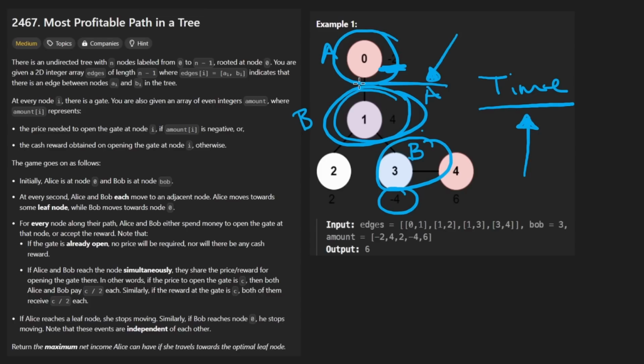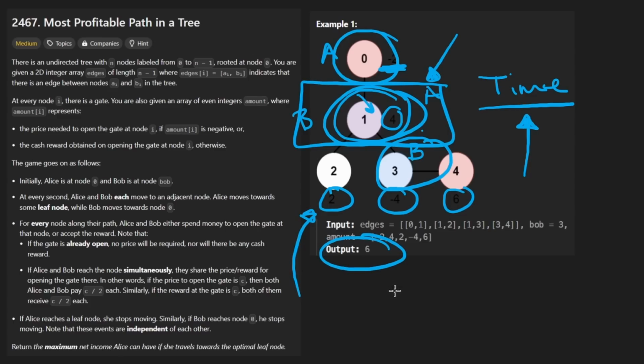So if they land on the same node at the same time, they're going to take the profit or even the loss and divide it between the two. And we're guaranteed that these are always going to be even numbers, so it's going to be easy for us to divide those by 2. The return value is going to be expected to be an integer regardless.